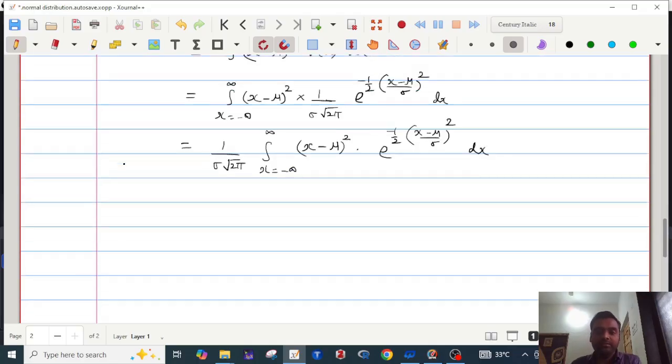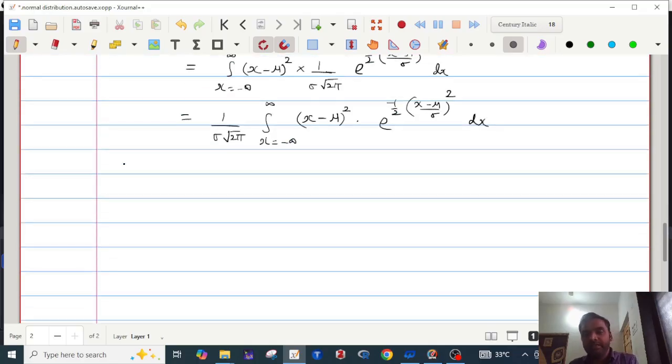As we discussed earlier, in whatever derivations we have to solve in normal distribution, we will use one common substitution.